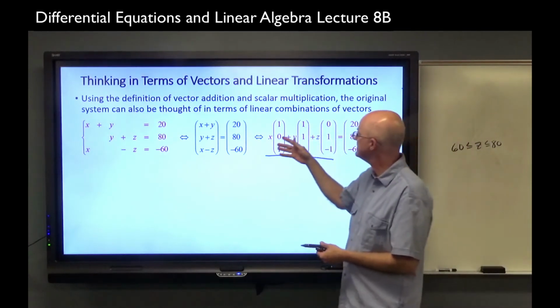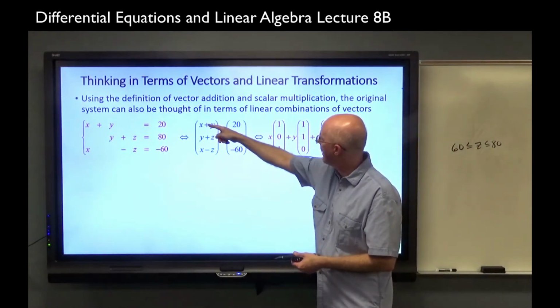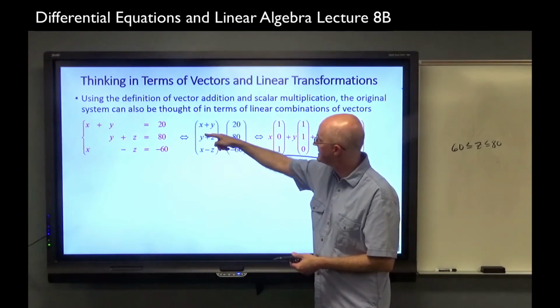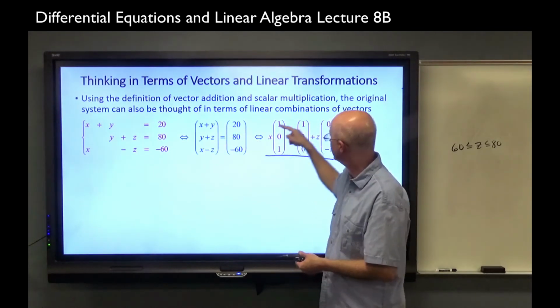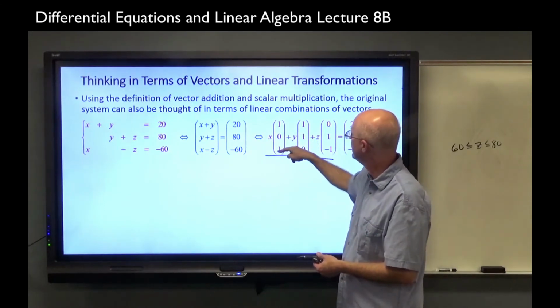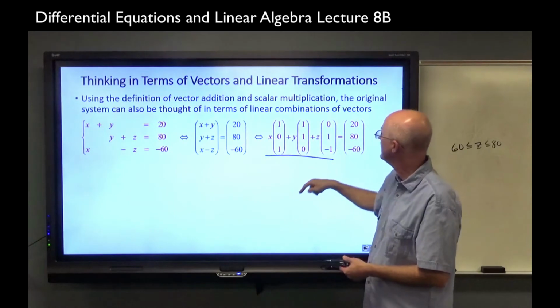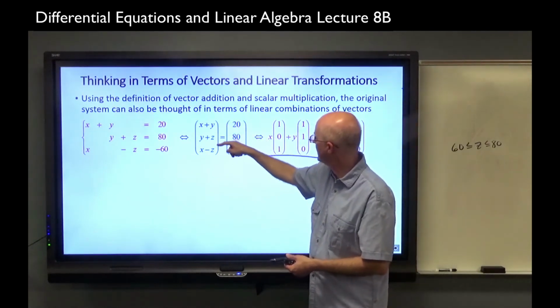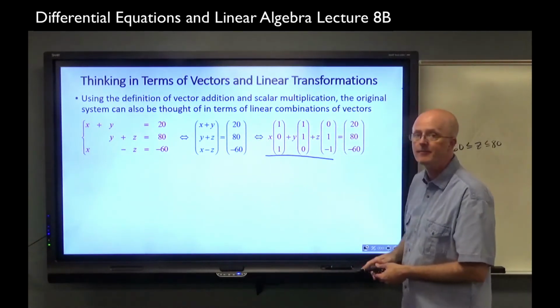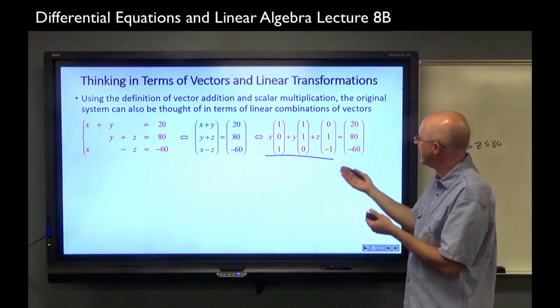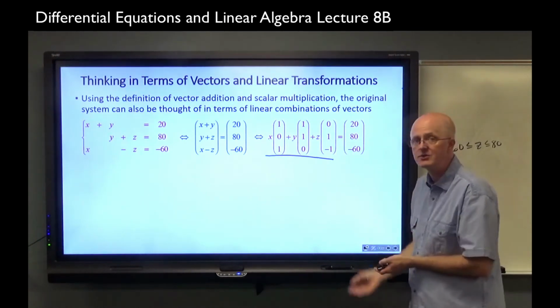How did I get these vectors? Well, the x terms are here and here. There's no x term there. The coefficients of x are 1, 0, 1. That's where this vector comes from, (1, 0, 1). For y, the coefficients are 1, 1, 0. And for z, the coefficients are 0, 1, negative 1. We are still looking for the same thing, the scalar values x, y, and z that make this equation true.